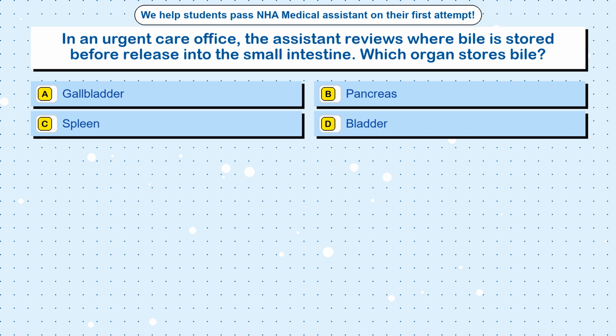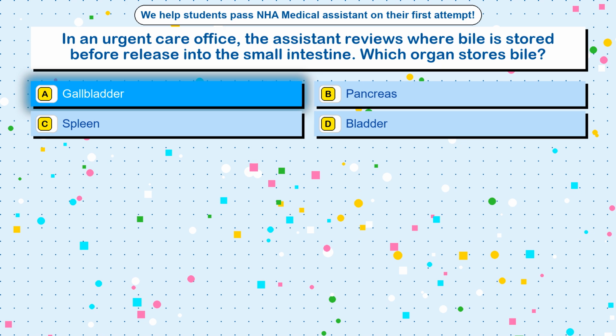Question 13. In an urgent care office, the assistant reviews where bile is stored before release into the small intestine. Which organ stores bile? Option A. Gallbladder. Option B. Pancreas. Option C. Spleen. Option D. Bladder. The correct answer is option A.